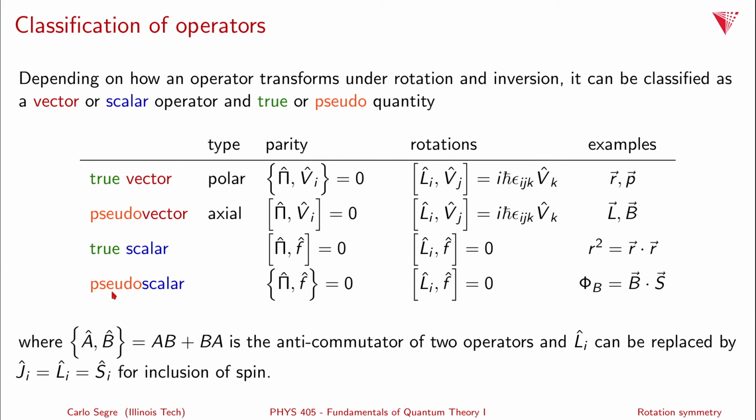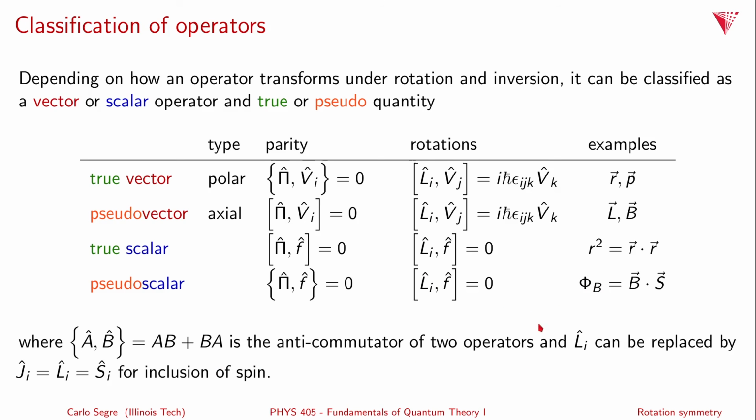A pseudoscalar anti-commutes with parity. So when you apply parity, it inverts. And it commutes with rotation, any of the rotation components. An example of this would be the magnetic flux Φ_B. Now, Φ_B is simply the magnetic field dotted into a surface area vector. The surface area vector is a polar vector, but B, as we can see up here, is an axial vector. So the scalar product of an axial with a polar vector is a pseudoscalar.